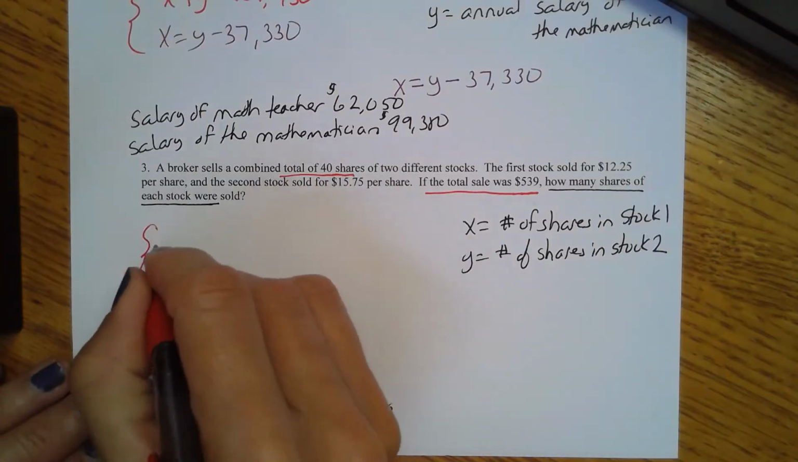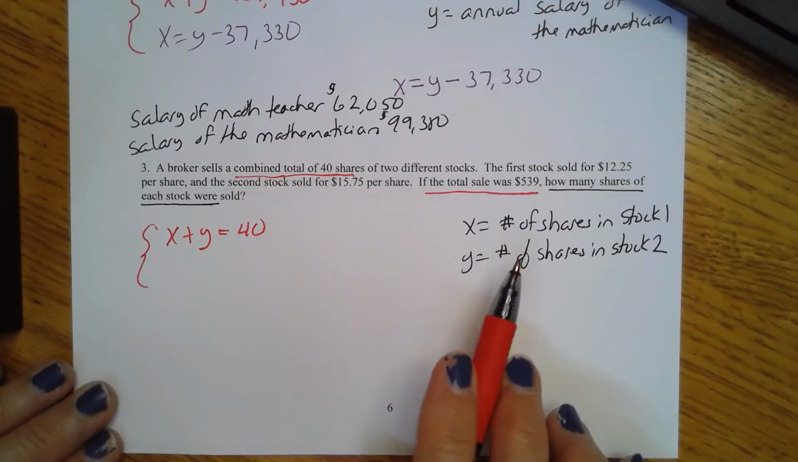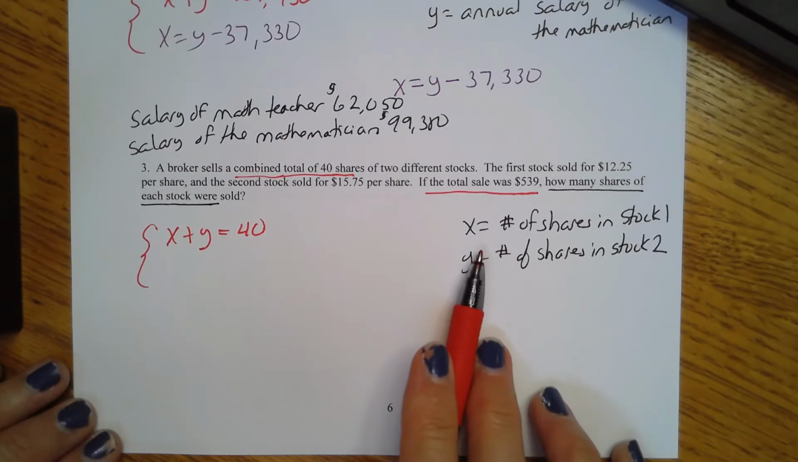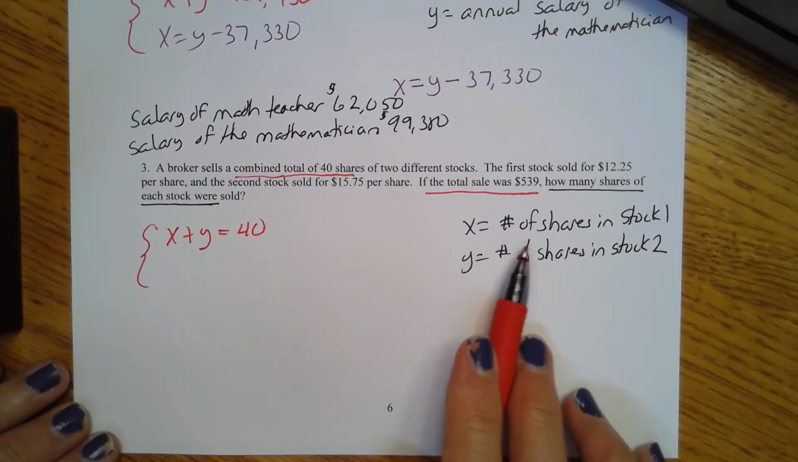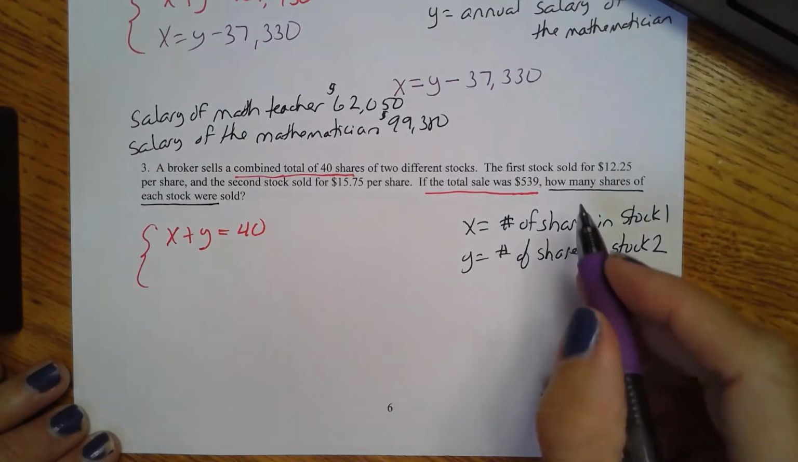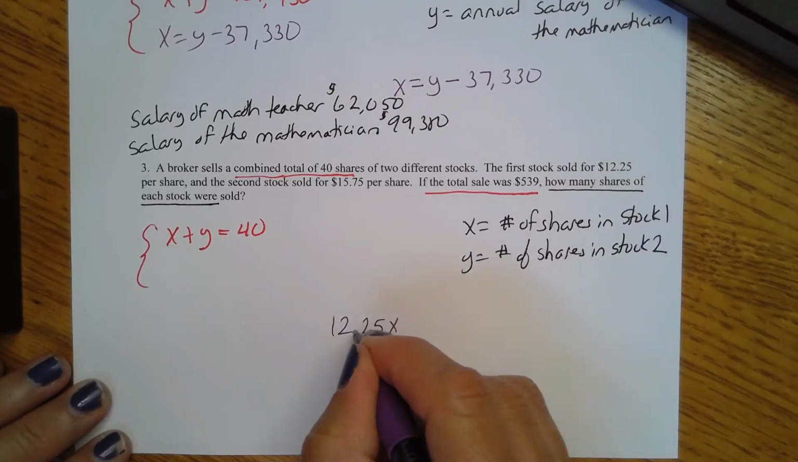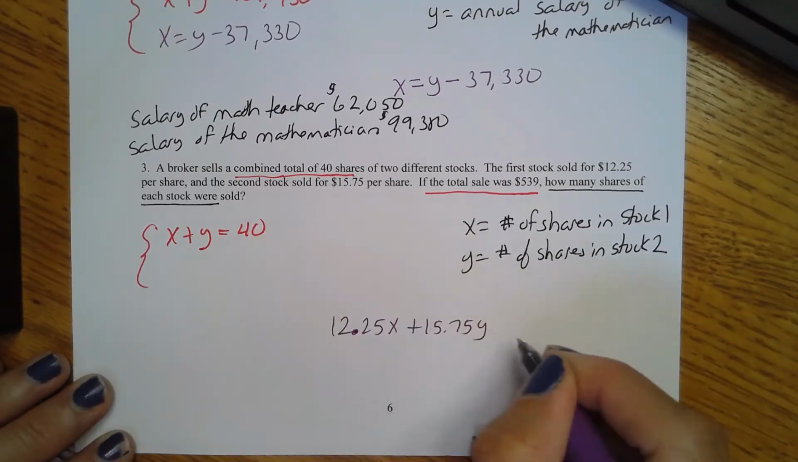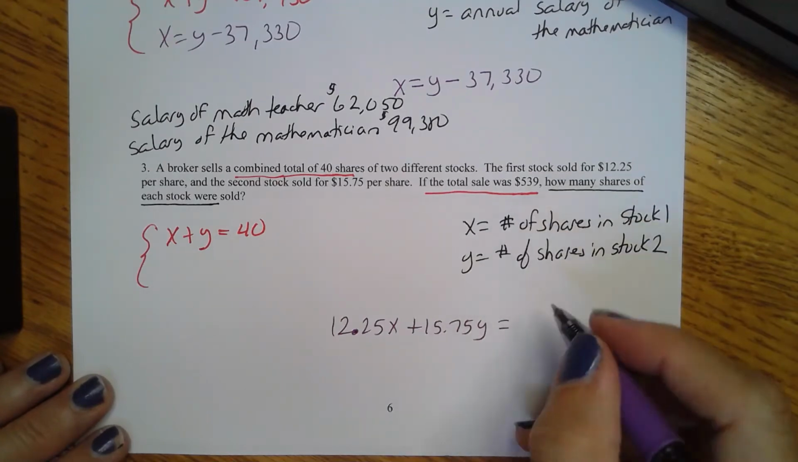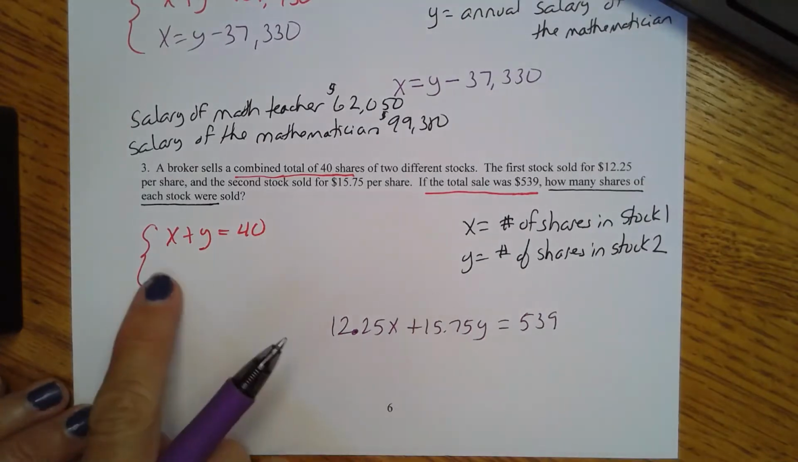So the first equation is just going to be x plus y equaling 40 shares. So x is going to be the stock 1, y will be the shares in stock 2. Add them together, we get 40 shares. Now the first stock sold for $12.25 per share, so $12.25 times x. The second one sold for $15.75 per share, so times y, and the total sales were $539. So if you like that equation, you can put it over there.